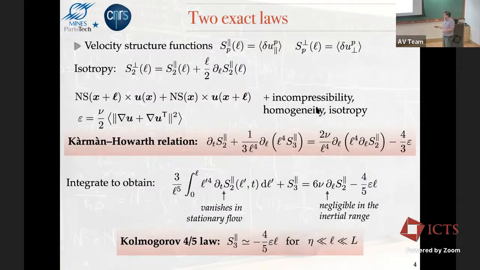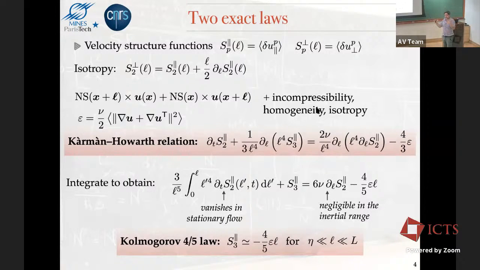And this negative skewness, what does it mean? It means that a negative longitudinal velocity difference corresponds to two fluid elements which are approaching each other, and positive means that they go apart from each other. So it means that events where fluid elements are approaching are more violent than events where they move away from each other.